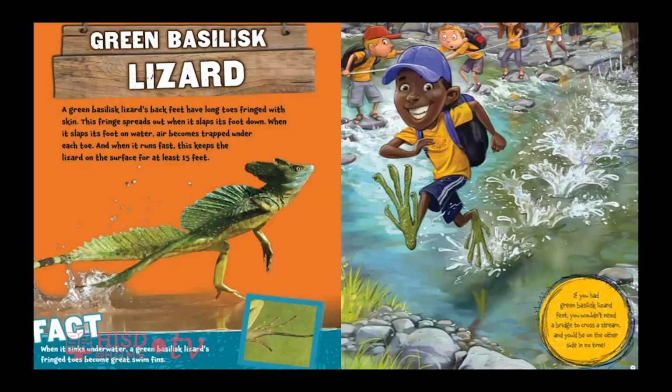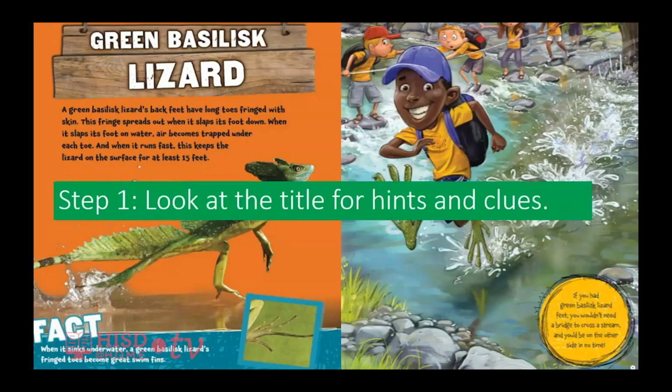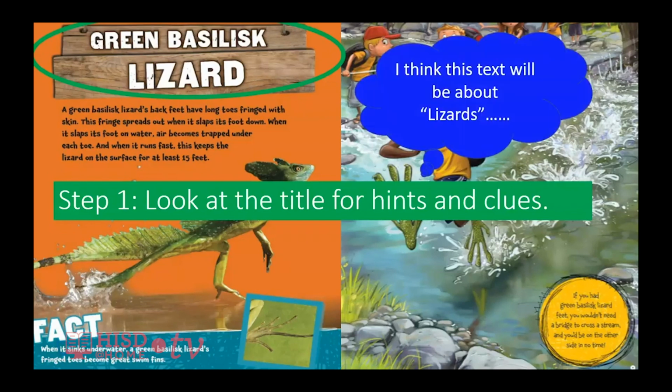Let's look back at our read aloud text from lesson 1. We read about the green basilisk lizard. Step 1 asks us to look at the title for hints and clues. So here we know green basilisk lizard will be our title. And we'll say, I think the text will be about lizards.